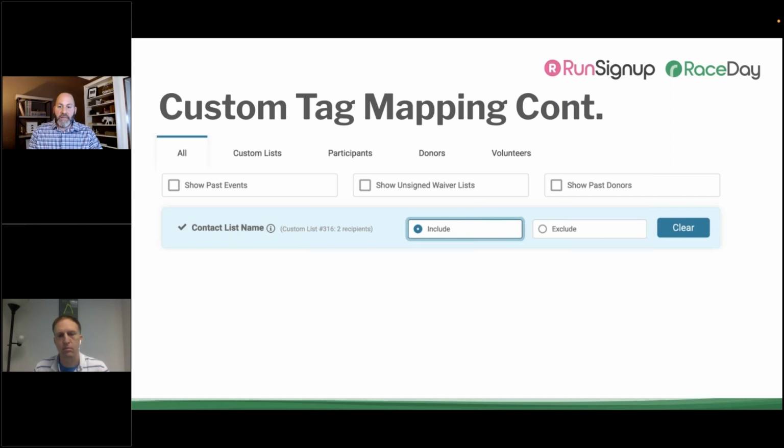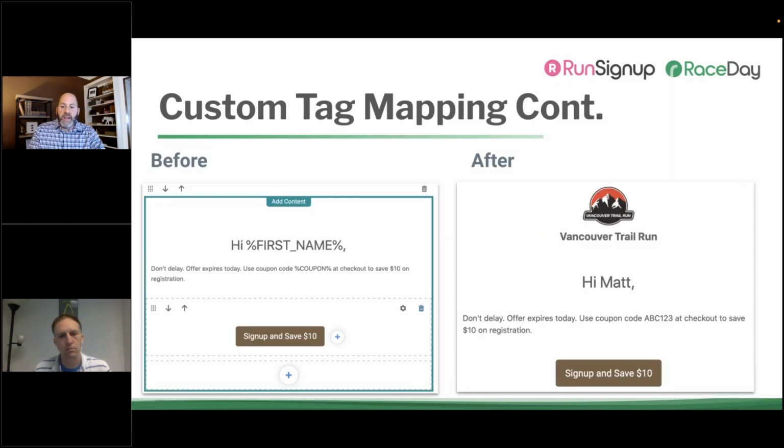But you can also make dynamic lists where you're pulling in a certain custom list of all your people that have registered over many years, but you're excluding folks that have already registered. So you're only sending an email out and marketing to folks that have participated in the past but haven't registered this year. And then this just shows an example of what the custom tag mapping looks like.